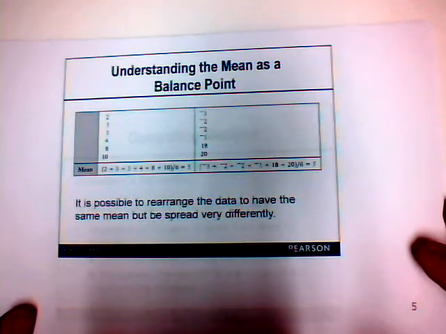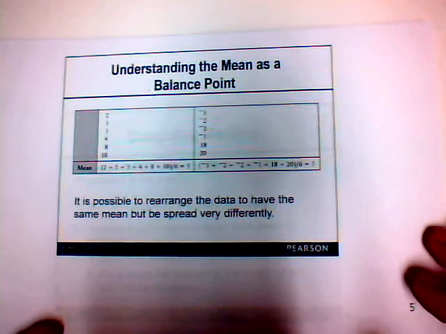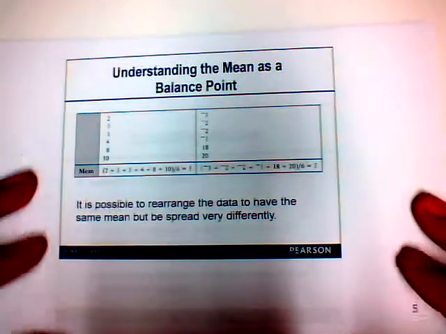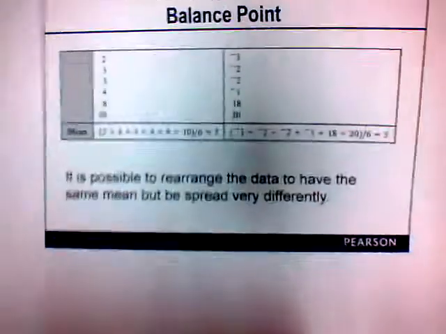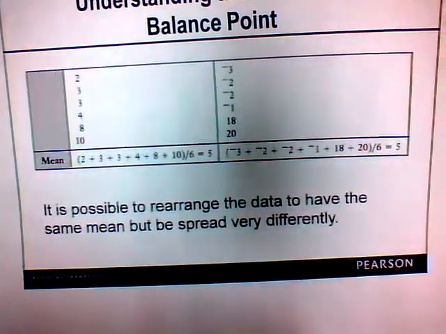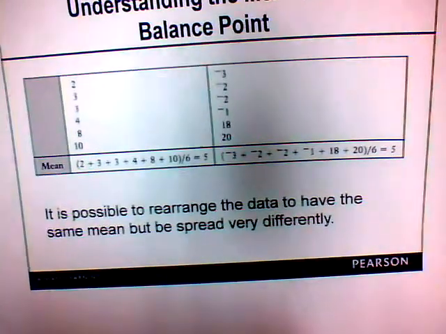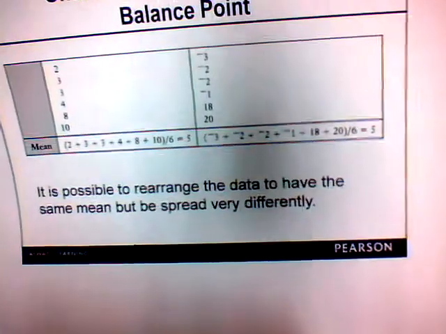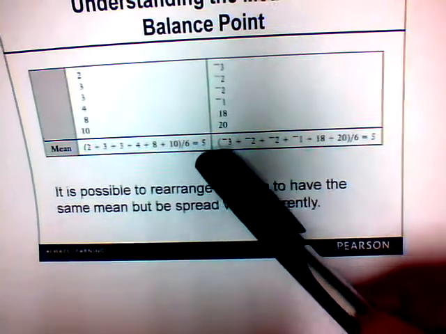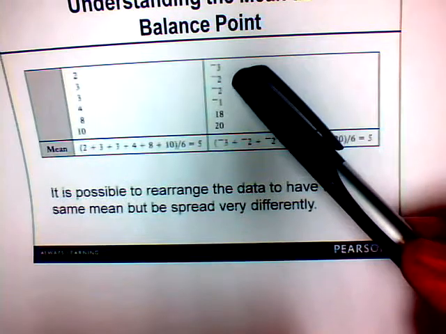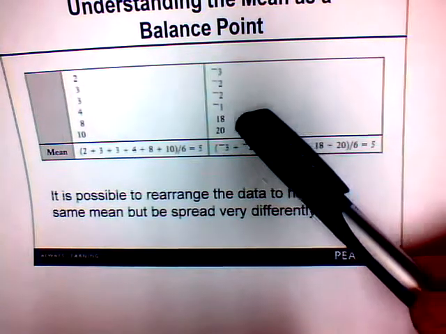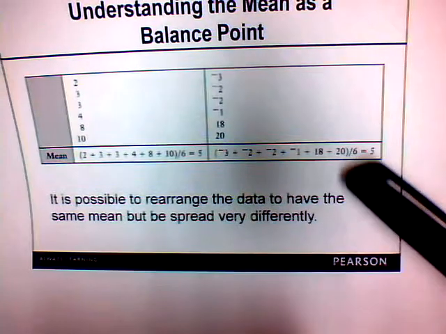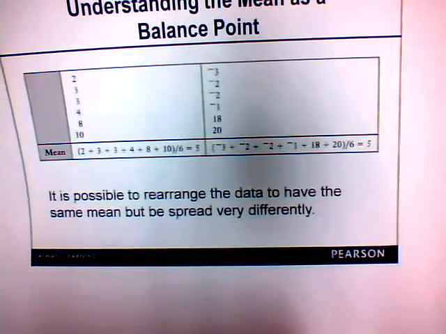It is possible to rearrange the data to have the same mean, but be spread very differently. Like in this situation, on the left-hand side, you've got 2 plus 3 plus 3 plus 4 plus 8 plus 10. Take the sum of those numbers, divide that by 6, and you get a mean of 5. But on the other hand, we've got -3, -2, -2, -1, 18, and 20. Add those data values together and divide that by 6, and you also get 5.